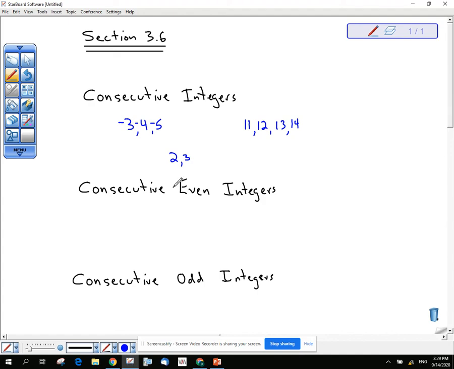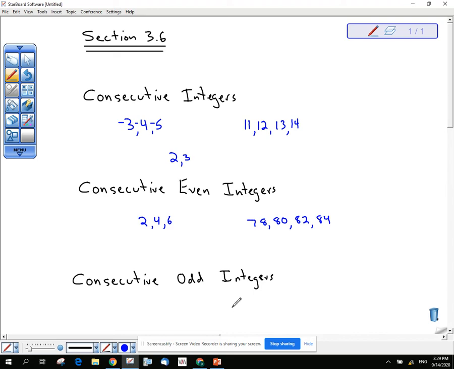Actually, I probably would list them the other way though, -5, -4, -3, so that they're going from low to high. But anyway, they're consecutive because they're next to each other as far as what integers are. Remember, the integers are the whole numbers and their negatives. So what would consecutive even integers be? Well, that would be something like 2, 4, 6, or 78, 80, 82, and 84 if it were 4 of them, or 10 and 12. You get what I'm saying?